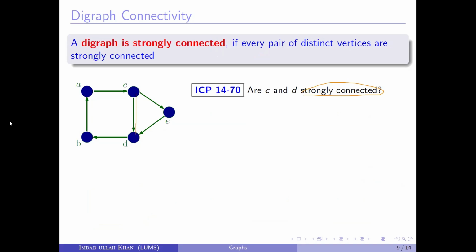So let me change the color. From D to C, if I go to B, A, and then C, yes, there's a path that exists from D to C. So this pair is strongly connected. The answer is yes to this first ICP.